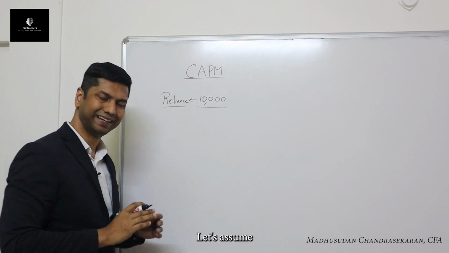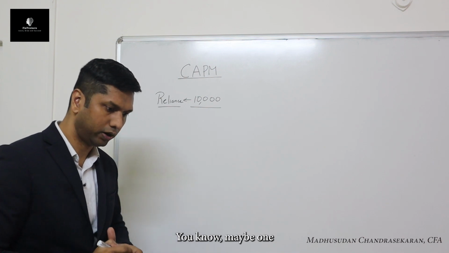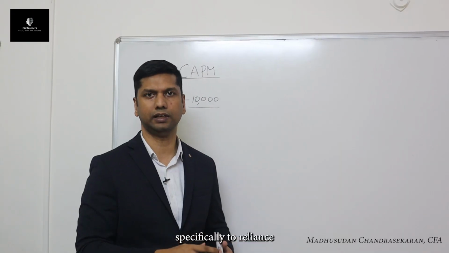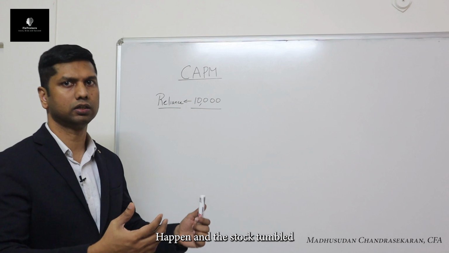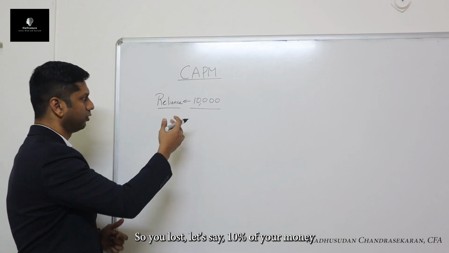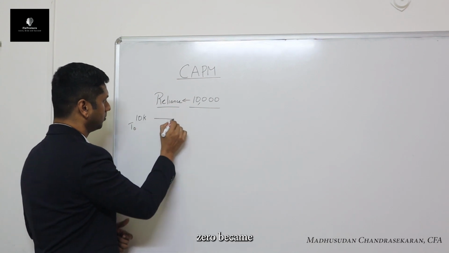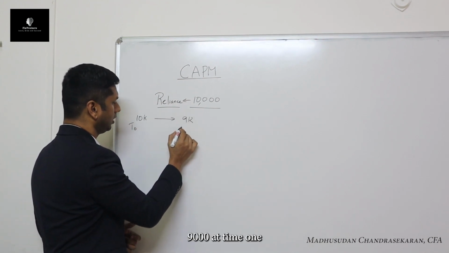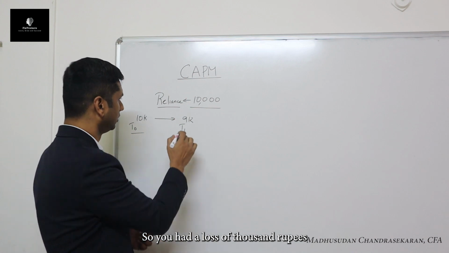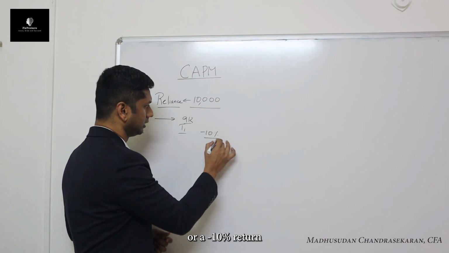After a year, let's assume there was some kind of an incident with Reliance. Maybe one of the factories had a strike or a fire, something relevant specifically to Reliance happened, and the stock tumbled. So you lost, let's say, 10% of your money. The 10,000, which is at time 0, became 9,000 at time 1. So you had a loss of 1,000 rupees or a negative 10% return.